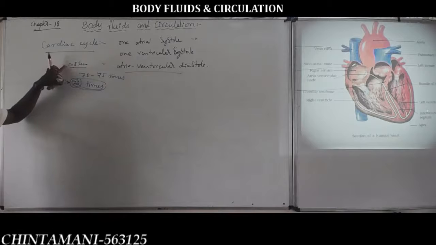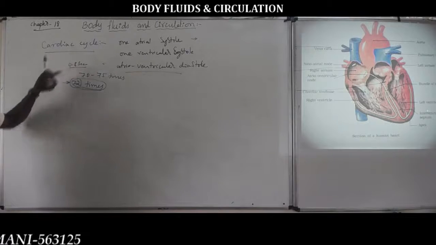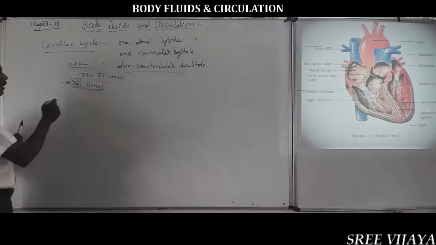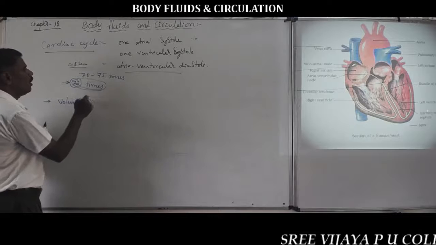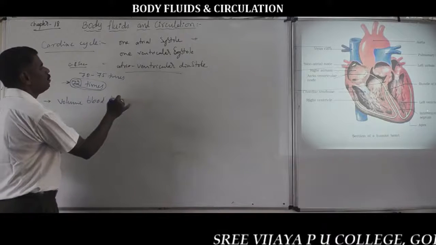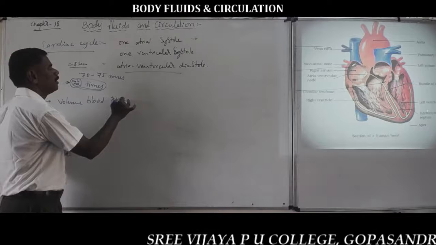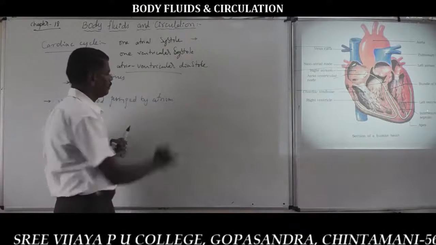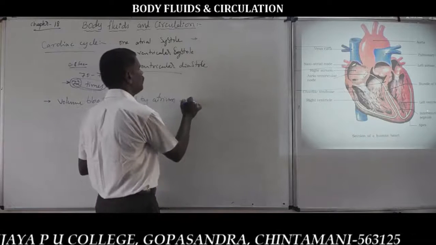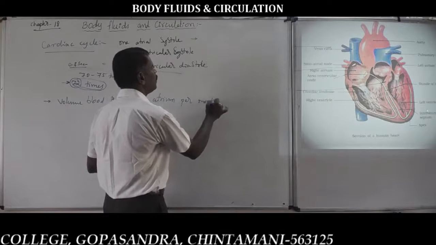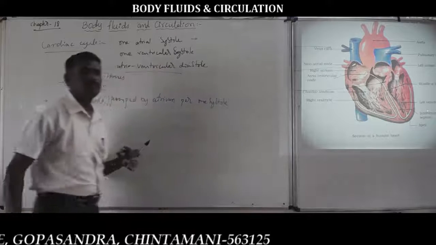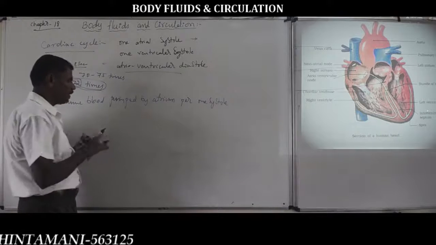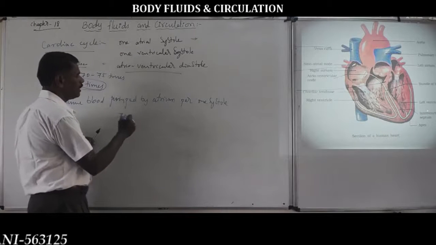At the time of one atrial systole, the volume of blood pumped by the atrium per one systole, per one atrial systole, is nearly 70 ml of blood.